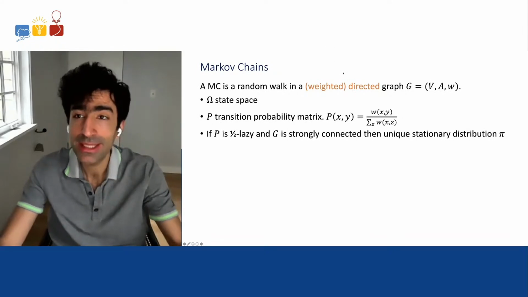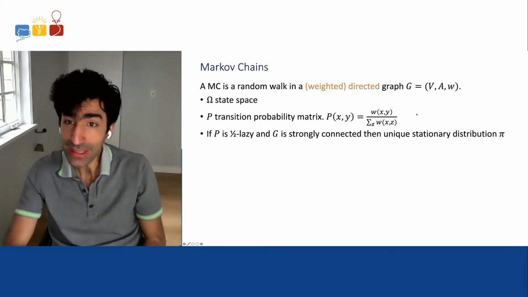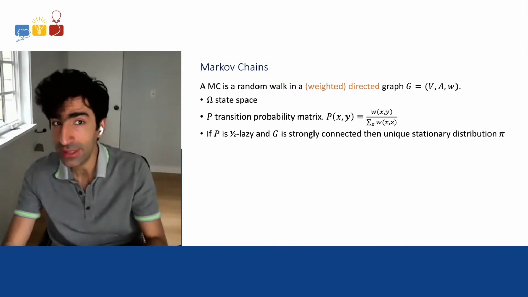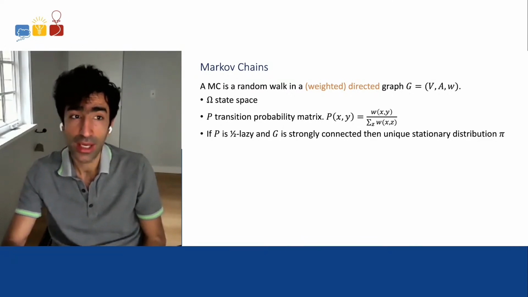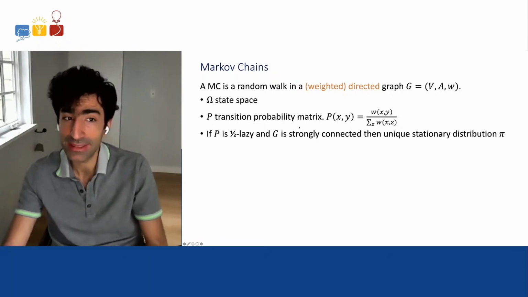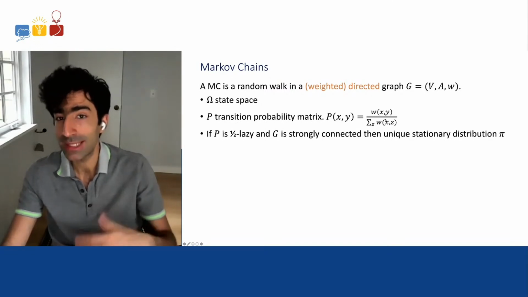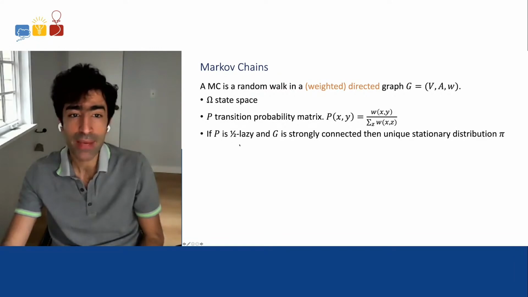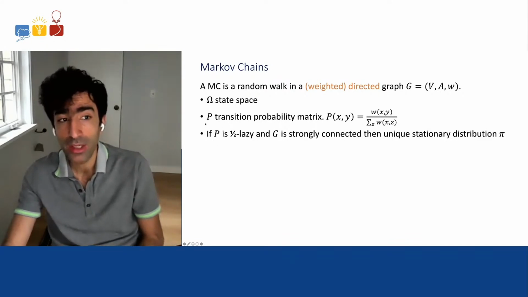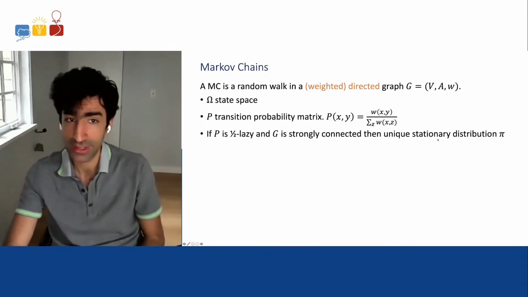So a Markov chain is very similar to what we just talked about, except that it's a random walk on a weighted directed graph. It's not on the unweighted graph, it's on the weighted directed graph. So here I'm going to write omega for the state space, and I'm going to write P to denote the transition probability matrix, similar to what I had before, except that here I'm going to move on directed edges. We have a similar theorem as what we said before, that if my transition probability matrix is half lazy and my graph is now strongly connected, then there is a unique stationary distribution.